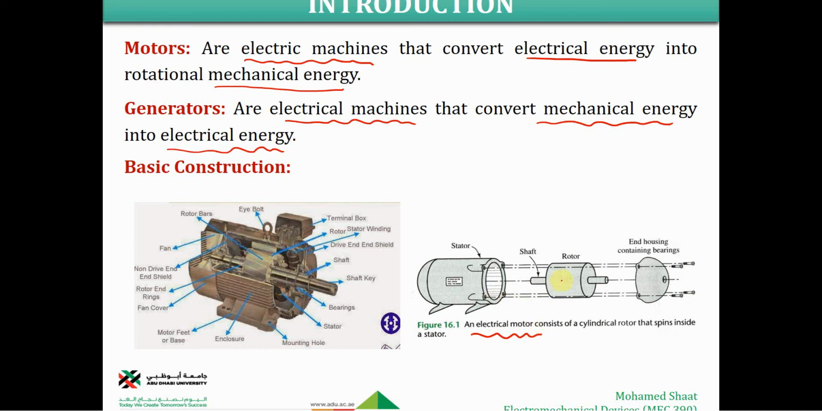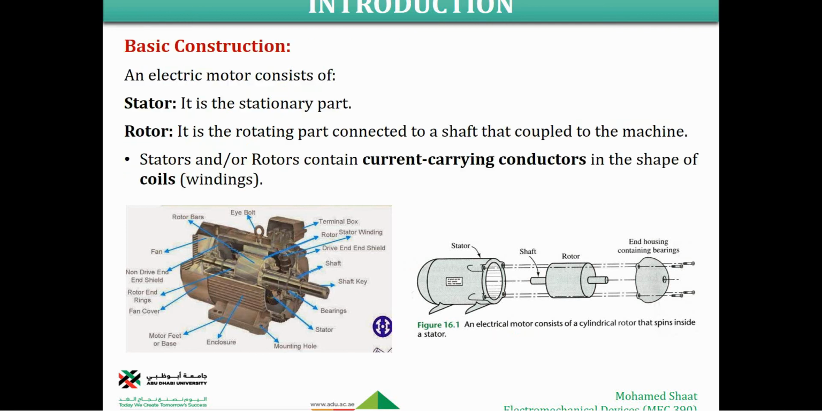As the rotor rotates, it gives rotation to the shaft, then we can couple the shaft to a specific machine to convert the electrical energy into mechanical energy. This is the basic construction of any motor or generator. We're going to focus here on motors because they are more general than generators, but the same concepts can also be applied to the generator.